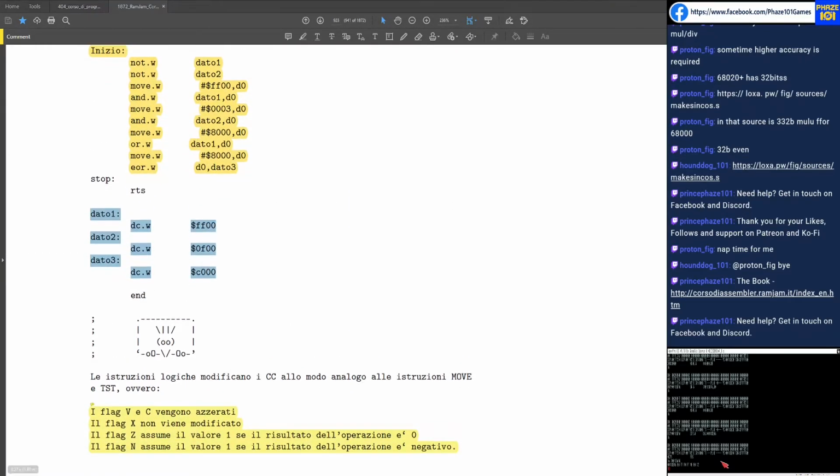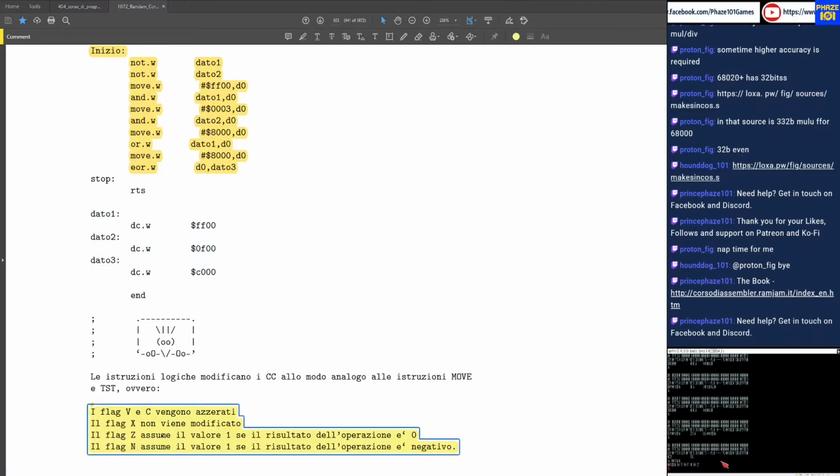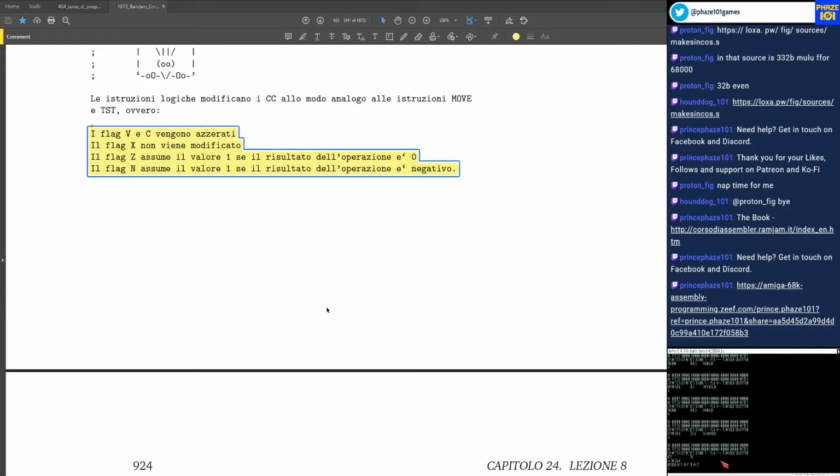One thing that I didn't mention is that with the move and TST, the flags behave like the following. The V and C flags are set to 0, the X is not modified, the Z flag is set to 1 if the result is 0, and the N flag is set to 1 if the high bit, whether it's a byte, a word or a long word, is set to 1.